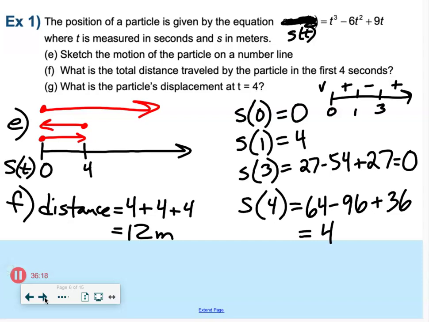So really what you're doing is you're just finding the distance traveled for each interval of time. You can do it by 4 minus 0, 0 minus 4, 4 minus 0, but keep them all positive and just add them together.